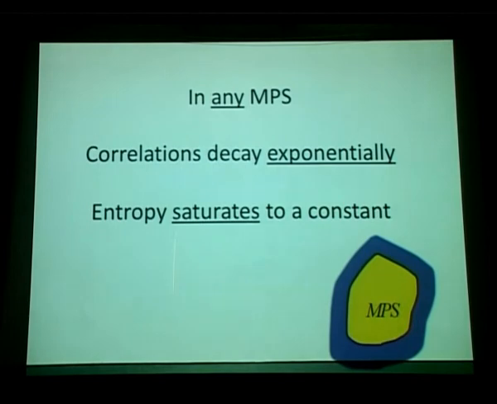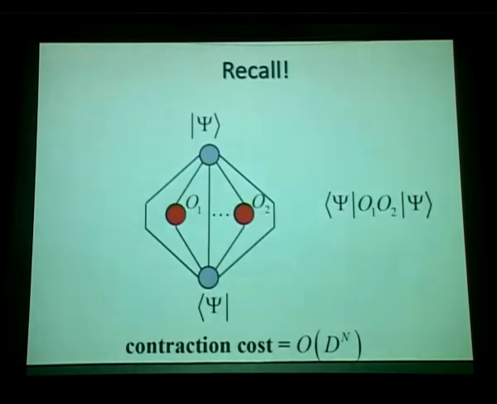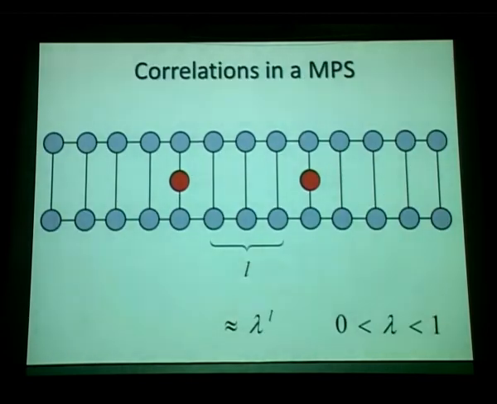Just from the way these tensors are connected to one another, one can show that these properties are displayed. So let me quickly show you how that works, and the arguments are quite straightforward. So let's look at correlations first. Once again, recall that that's the kind of contraction I have to make, and now I've simply decomposed this tensor into pieces. So that's the contraction we have to make. What I'm interested in now is to show that the value of this diagram, so we're not concerned with the contraction cost anymore, scales like some constant to the power L, where L is the distance between these two operators, and where this constant is between 0 and 1, so exponential decay. I want to show that the value scales this way with L.